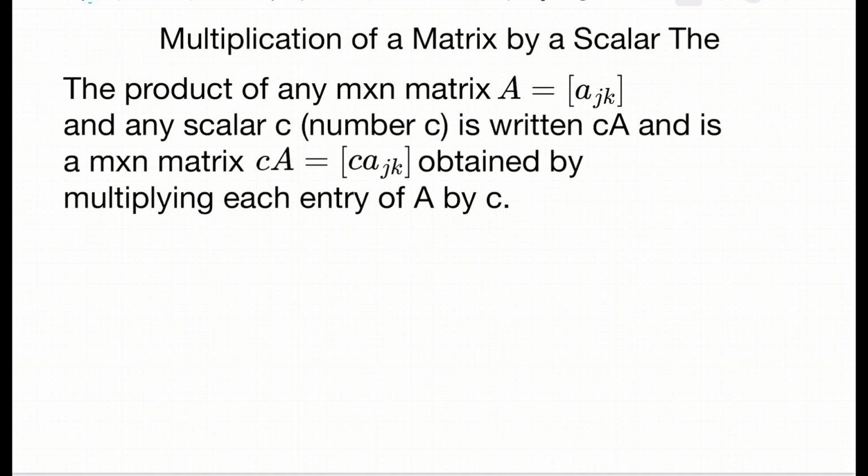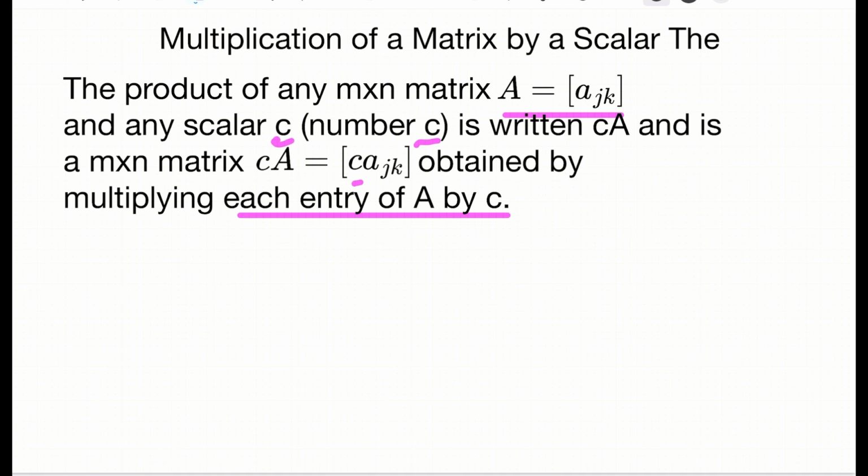Next, we will look at multiplication of a matrix by a scalar. The product of any m by n matrix, A of AJK, and any scalar C, which is just a number. It could be a function actually. It's just going to be a number or a scalar, written as CA. The product is an m by n matrix, and we're just going to carry the C through into each element. So the C carries through and multiplies each element. It is obtained by multiplying each element of A by C.